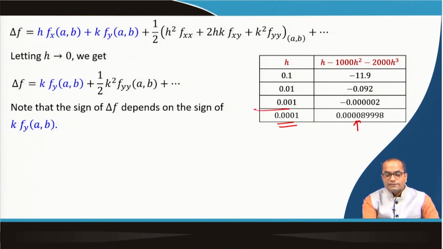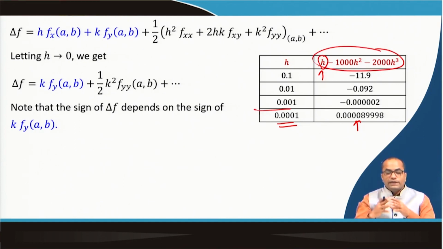So, what we realize is that there will exist such an h where the sign of this term will depend only on the sign of the first term, this h, the linear term, because here we have the quadratic term, here we have the cubic term. So, they will not contribute much when h is a really small number.